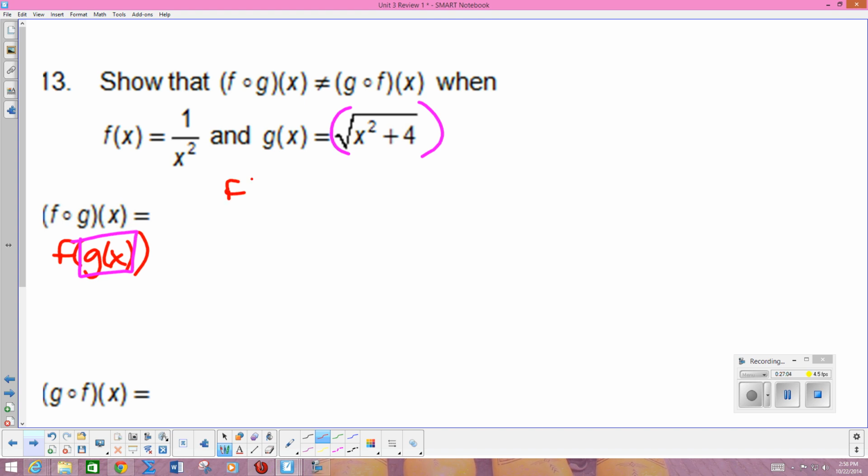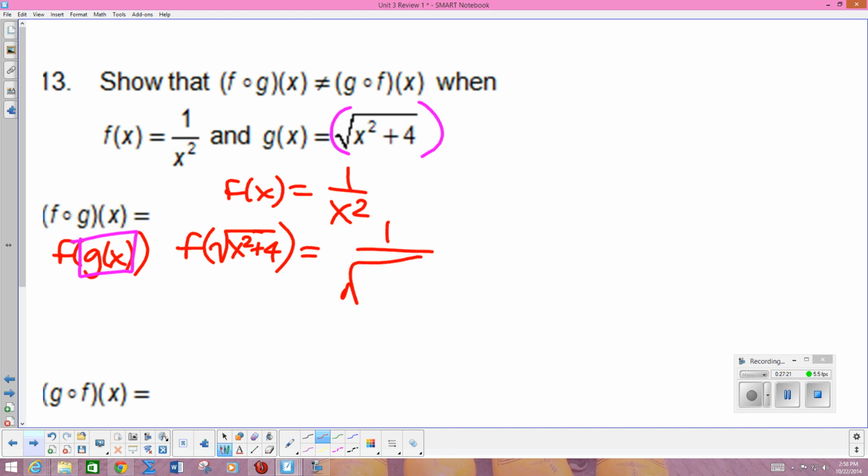So I'm going to have f of x is equal to 1 over x squared, and I'm substituting in the square root of x squared plus 4 into my function. So I have 1 over x, and for x I'm now going to put in the square root of x squared plus 4, and then I am squaring. So the square and the square root cancel, and that gives me 1 over x squared plus 4. And that's all that I can do with that. I can't do anything else with that.